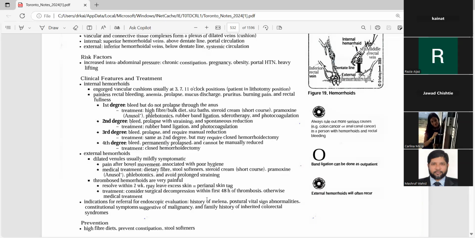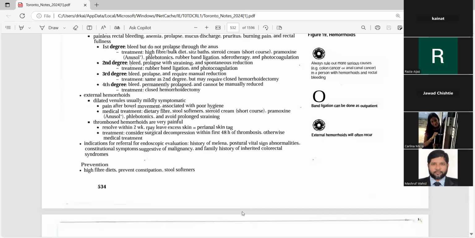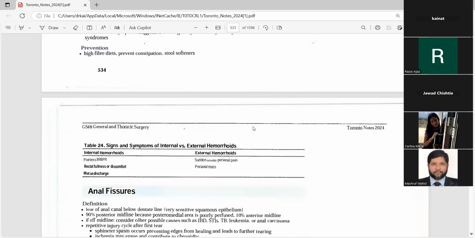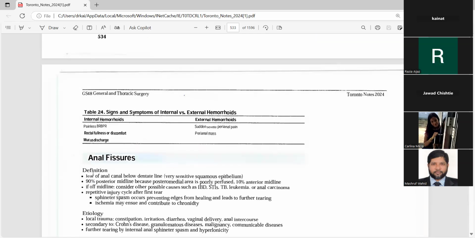Indication for the referral for endoscopic evaluation: history of melena, positive vital abnormalities, constitutional symptoms suggestive of malignancy, and then familial inherited colorectal carcinoma. So prevention, this is important. They do like to ask, how are you going to prevent it? So constipation, don't forget constipation. You have to ask them to avoid constipation, fiber diet, stool softener, and stuff like that. Internal and external, painless, and this one is severe perianal pain, fullness or discomfort, perianal mass, and then mucus discharge.